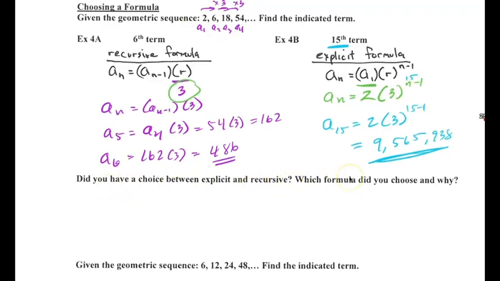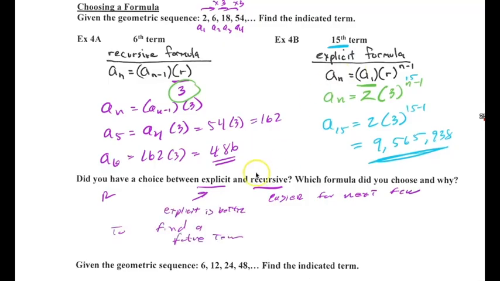Did you have a choice between explicit and recursive? Which one did you choose and why? Yeah, we did have a choice. The recursive is easier for the next few terms. All you have to do is take your last term and multiply it by the common ratio over and over again to get the next few terms. But to get a term much further in the future, explicit is better. That way I don't have to do it like 30 times. But that's the idea.